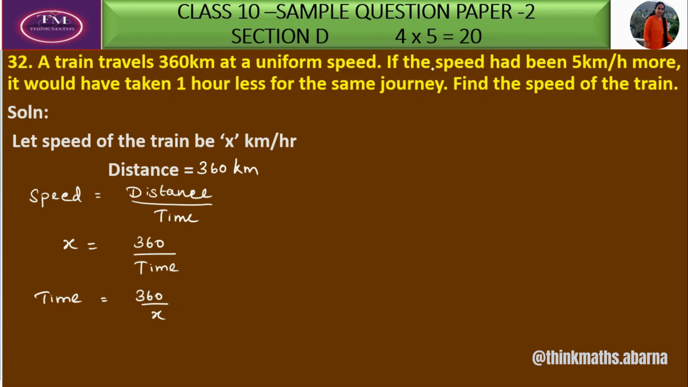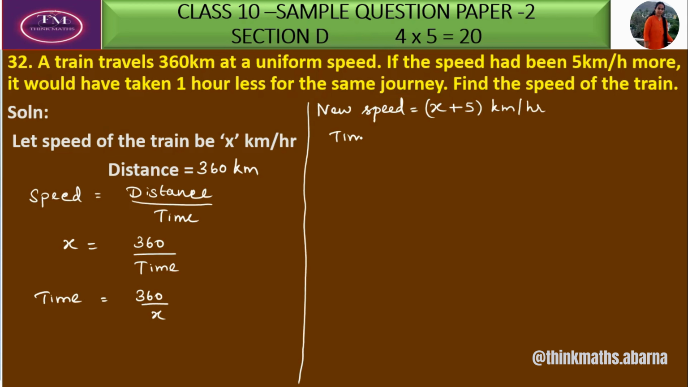Now what is given? If the speed is increased by 5 kilometers per hour, the time taken is 1 hour less. Usually the speed is x, and now it is increased, so we add 5. The new speed is x plus 5 kilometers per hour. Then what is the time taken? It is 1 hour less, so from 360 by x we subtract 1. So time is equal to 360 by x minus 1. This is the time taken.